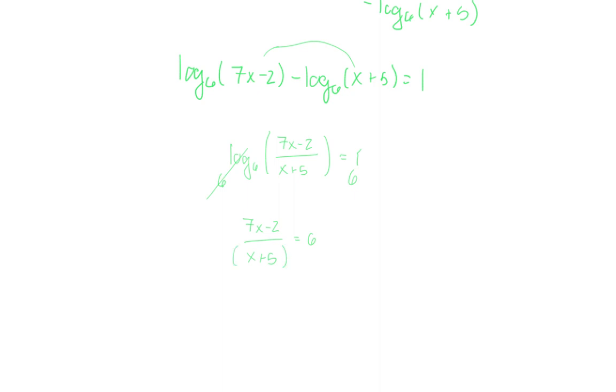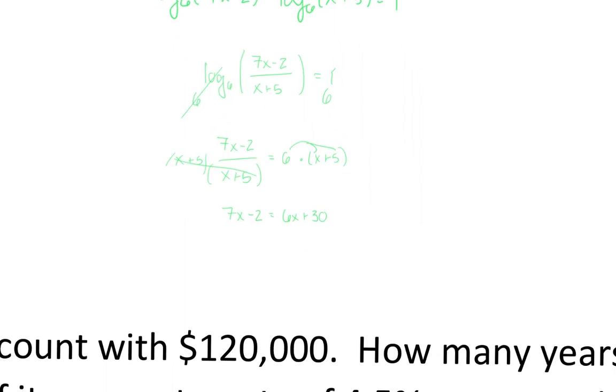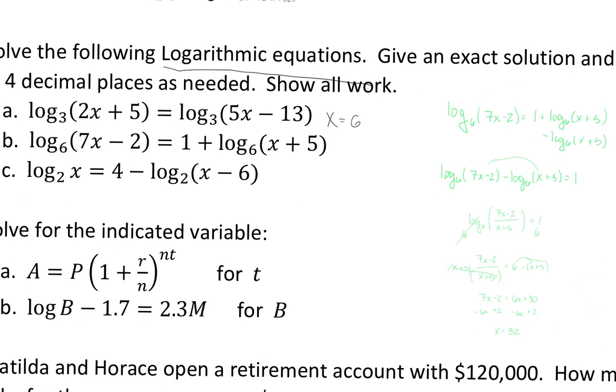Now, we can multiply everything by x plus 5 to get rid of what's in the denominator here. And we'll go ahead and distribute that. So I have 7x minus 2 equals 6x plus 30. And then from there, just adding 2 to both sides, subtracting 6x, is going to give us x is equal to 32. So no approximation required here.